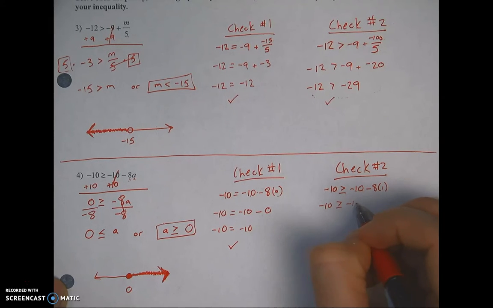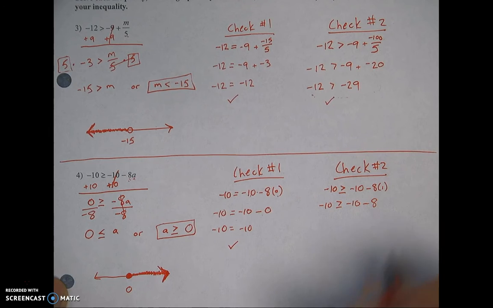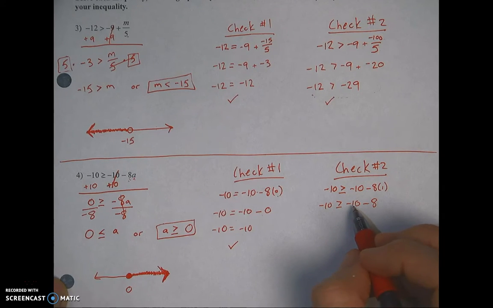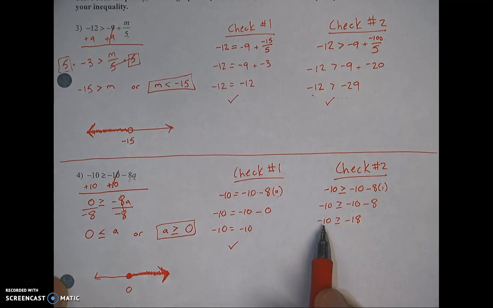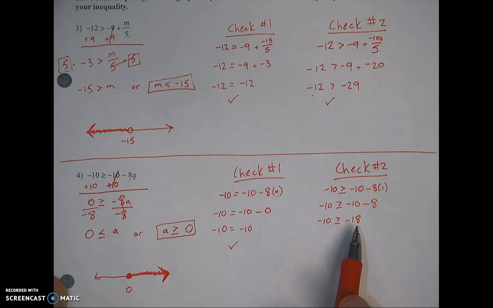Negative 10 stays. 8 times 1 is 8. Do the math. Negative 10 minus 8 is negative 18. And now my answer says negative 10 is greater than or equal to negative 18. Before you just put a check, you need to think about it and make sure that's actually true. Is negative 10 greater than negative 18?